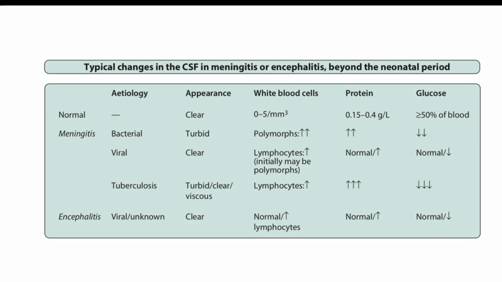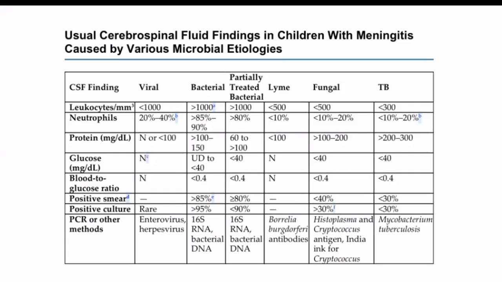Encephalitis, you might have normal protein, normal glucose, normal white blood cells, but sometimes it will be elevated. For partially treated meningitis, I brought the other pictures just to know it, as we mentioned before. What abnormality will you see in the CSF analysis with partially treated meningitis?